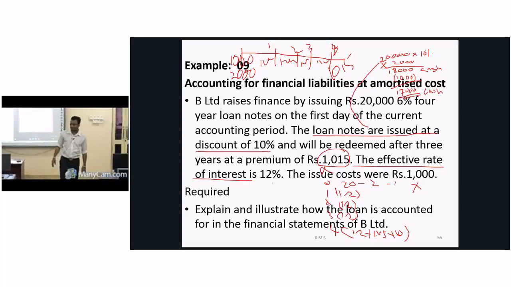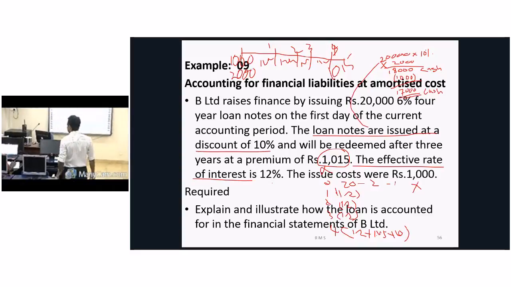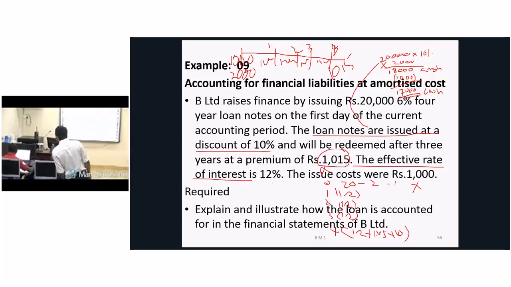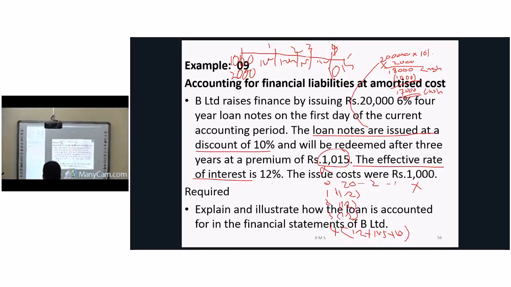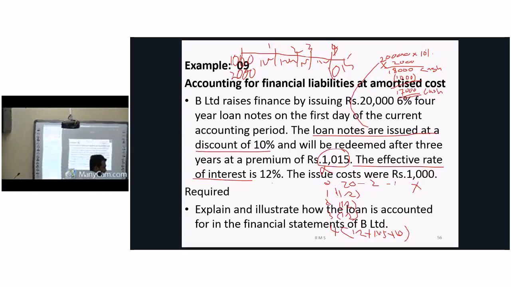Highlight all the figure cells, all the cash flows. Close the bracket and enter. That's it. What's the rate you get? Look, it's exactly 12%. Got it?